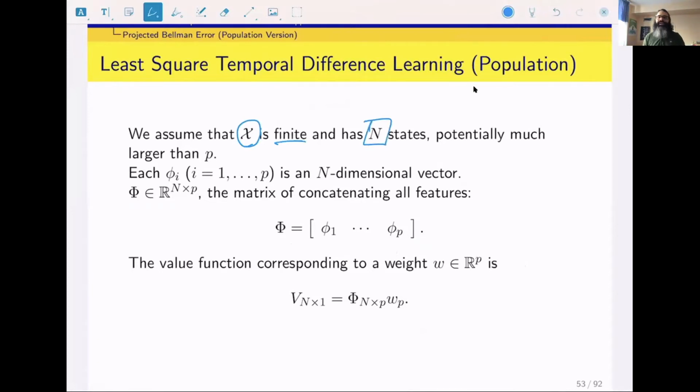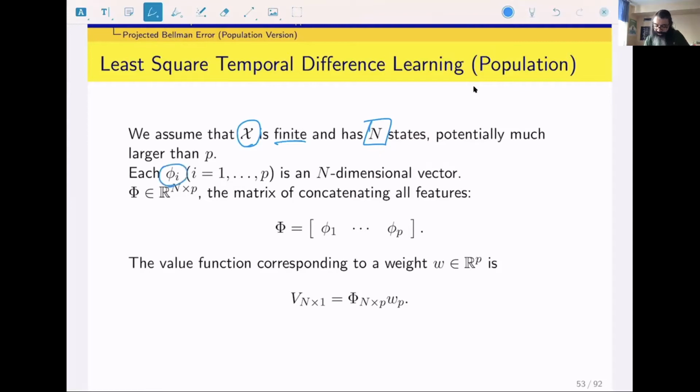Capital N can be very large, can be millions, billions, or anything, but just so that I can use the usual linear algebraic notations and matrix inversion and everything, instead of going to the infinite dimensional equivalent of matrices, I present everything with a finite state space.